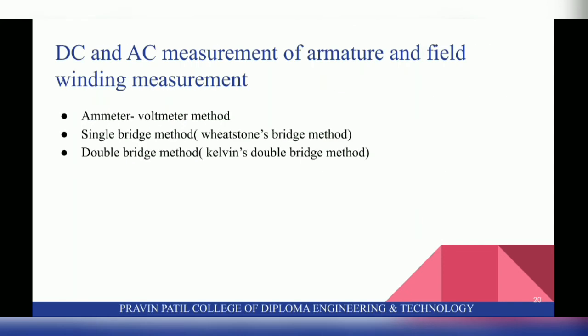Next is DC and AC measurement of armature and field winding resistance. For measurement of winding resistance, you can use the following methods. The first method is the ammeter voltmeter method. Second is the single bridge method, that is the Wheatstone bridge method. Next is the double bridge method, also known as Kelvin's double bridge method. By using these methods, you can calculate the winding resistance.